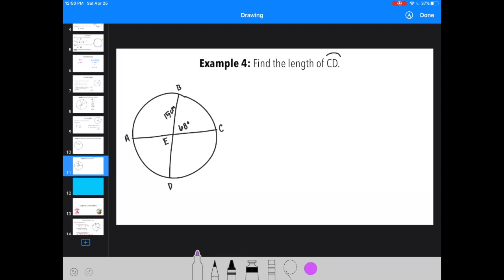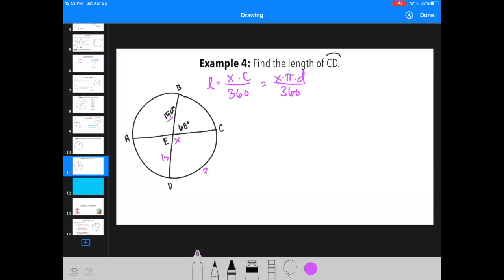Okay, one more example for the day. Find the length of arc CD. So arc length is equal to x times c all over 360 degrees. I'm wanting to find this measure right here. Where's my x value? My x value is here, okay? And I need to find circumference. In order to get circumference, I need pi times diameter. So what is my diameter?